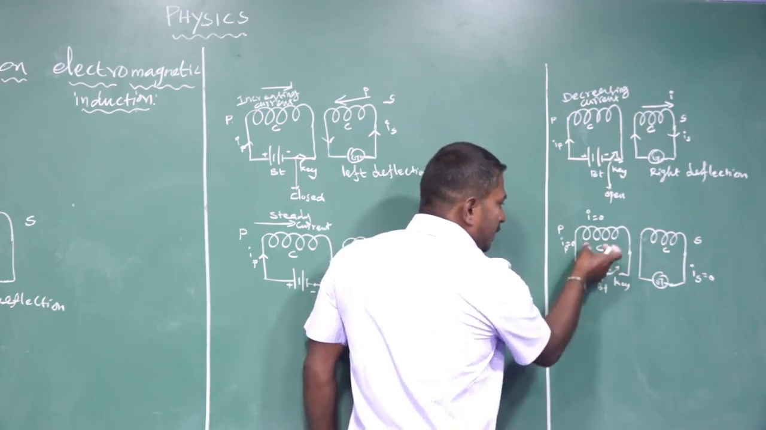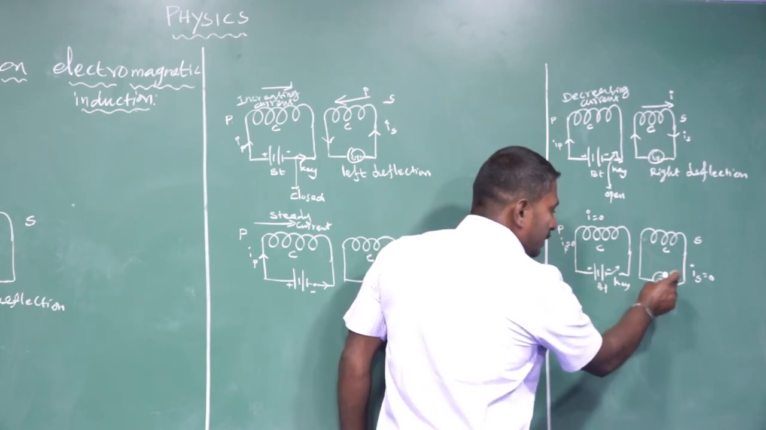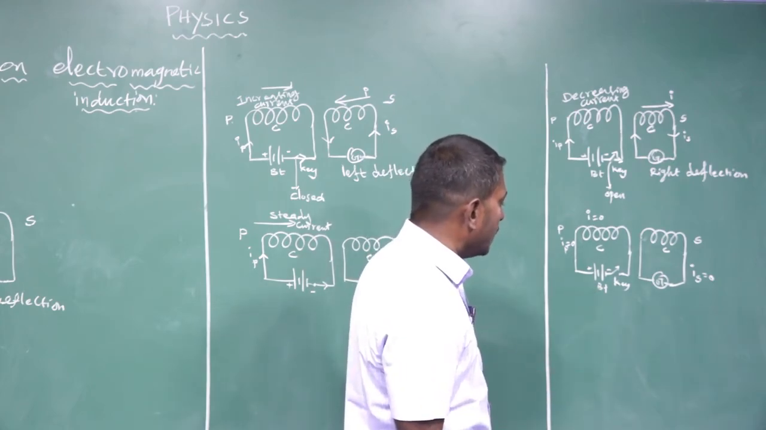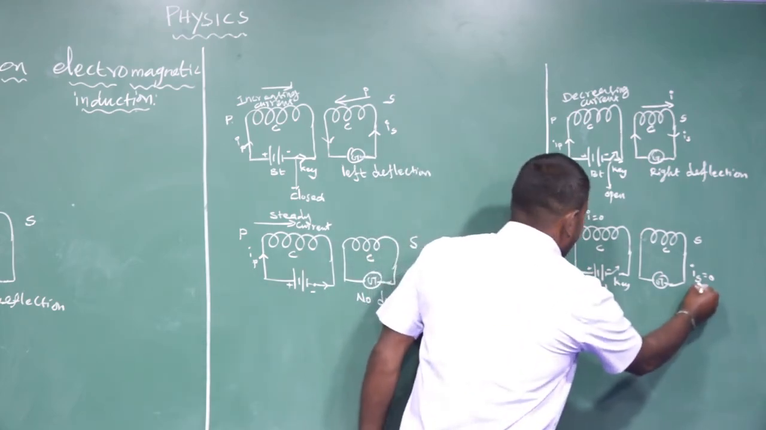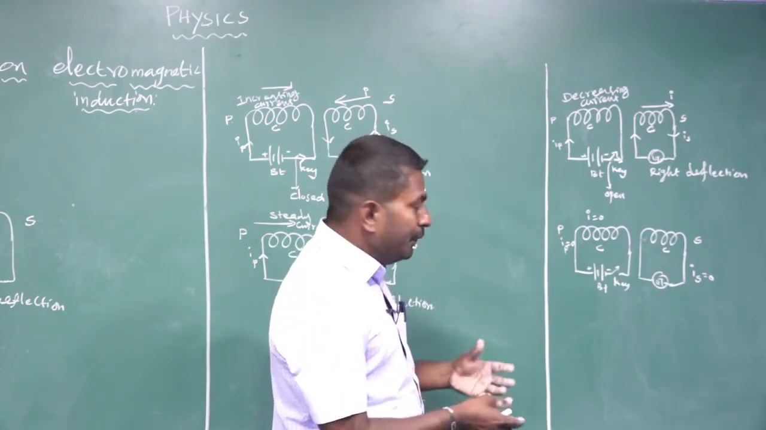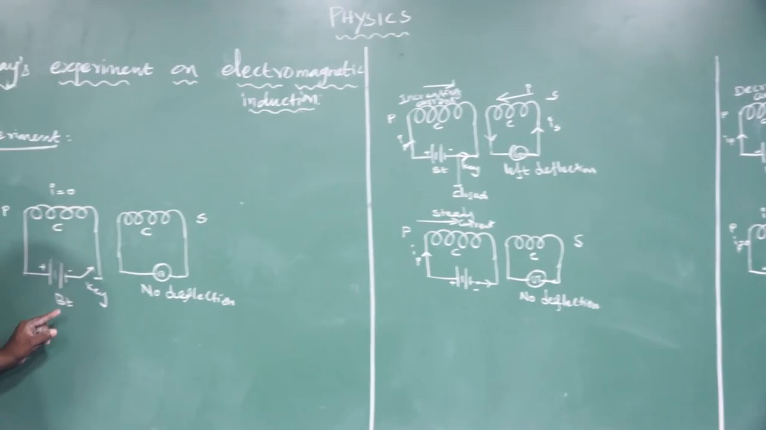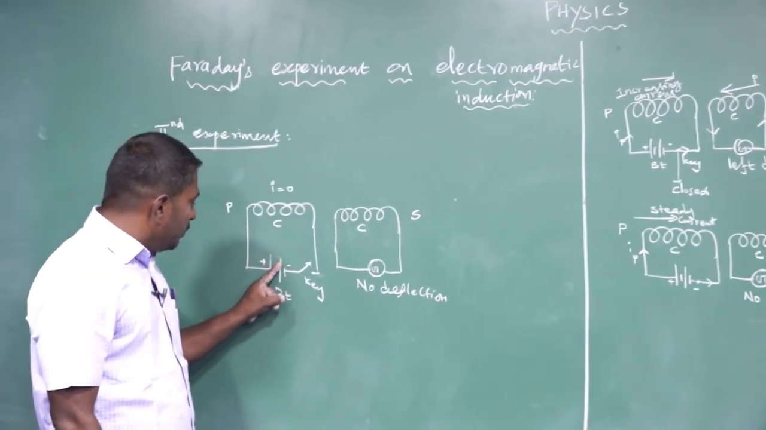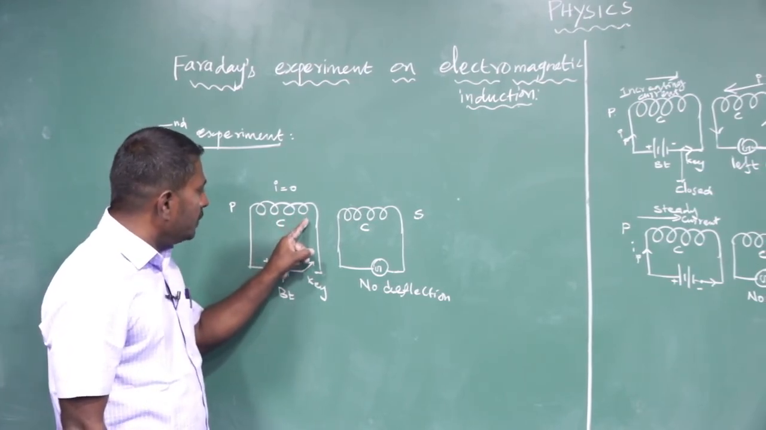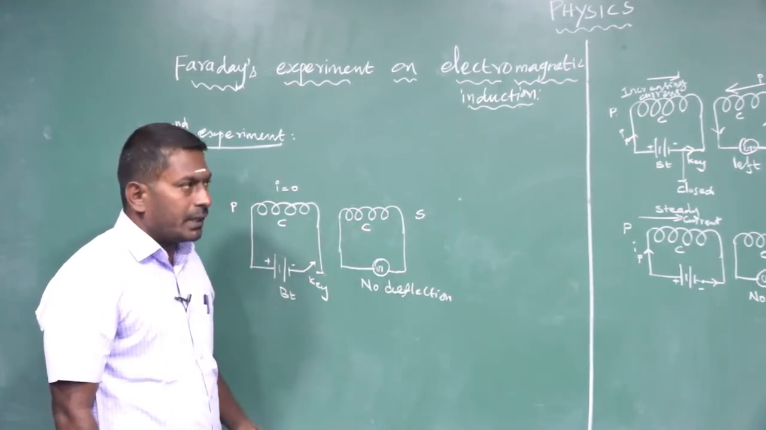So in the final case, the electric current in the primary closed circuit reaches a zero value, the galvanometer shows zero deflection, which indicates that no electric current is set up in the secondary closed circuit. IS value is 0. From this activity, we can conclude that when no electric current is established in the primary closed circuit, there is no electric current produced or set up in the secondary closed circuit.